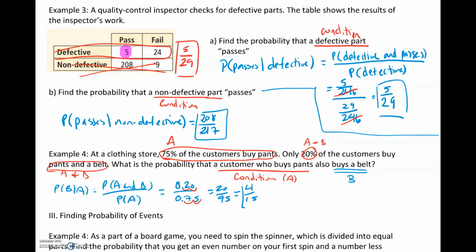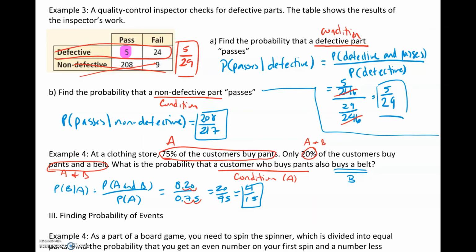And again, if you want to write this as a decimal value, if it asks you to round it to a specific place value, please do. Sometimes we like to match the formatting of the word problem with our answer. So if it gave us percentages, sometimes we might want to give that as a percent. So if you rounded that, that's about 27%. Okay, so that is conditional probability, the probability of B given A.